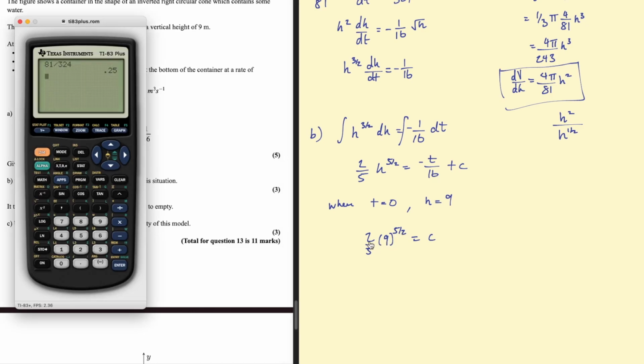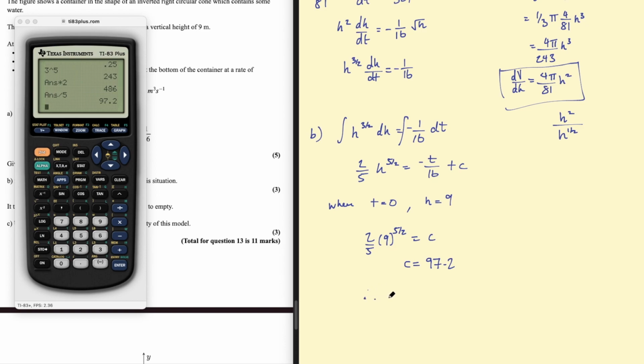And well, let's just go to a calculator for that. So this would be 3 to the power of 5 times 2. And that's not going to divide by 5, is it? Well, we could just get a decimal, I guess. 97.2. So c equals 97.2. So then we have a complete equation.